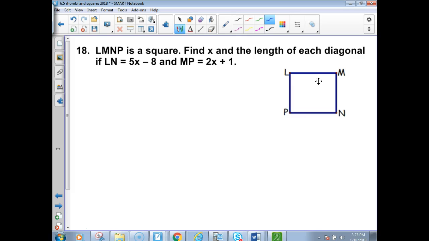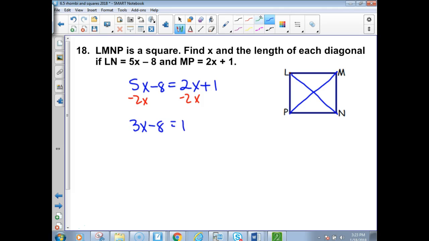18, so you got another square. Find x and the length of each diagonal. If LN, which is a diagonal, is 5x minus 8, and MP, which is the other diagonal, it's going to be equal to this one, is 2x plus 1. The diagonals are equal. So we would subtract 2x. We'd have 3 times x minus 8 equals 1. Add 8 to both sides, get 3 times x is 9. Divide by 3, and we get x is 3.